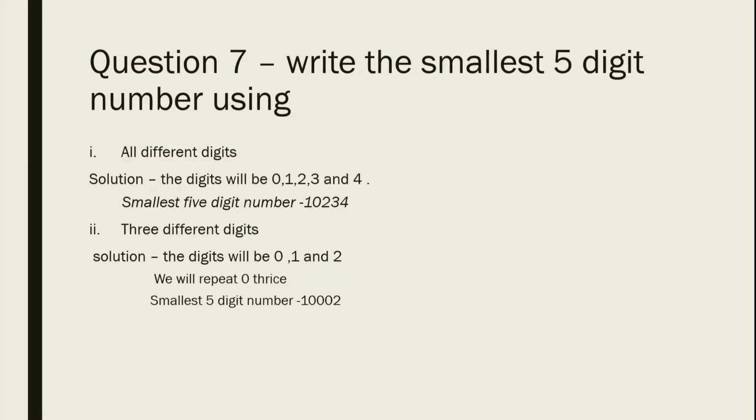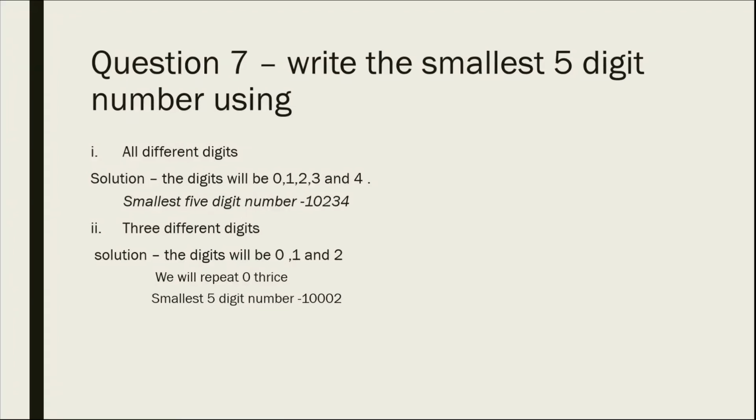Now question number 7. Write the smallest 5-digit number using three different digits. We can use 1, 0, 2, 3, 4. Now 3 different digits, so the digits will be 0, 1, 2. We have considered the 3 different digits which are smallest. So the required smallest 5-digit number is 10002.